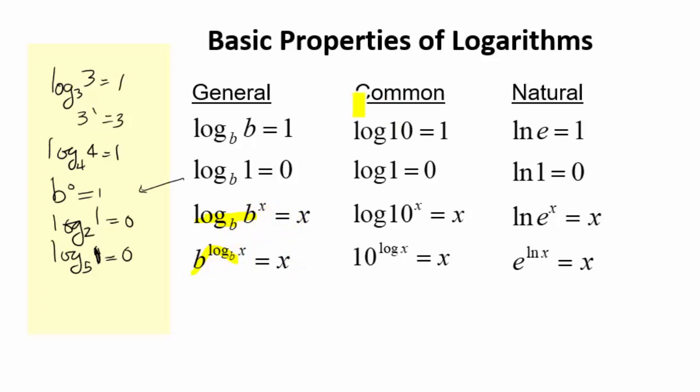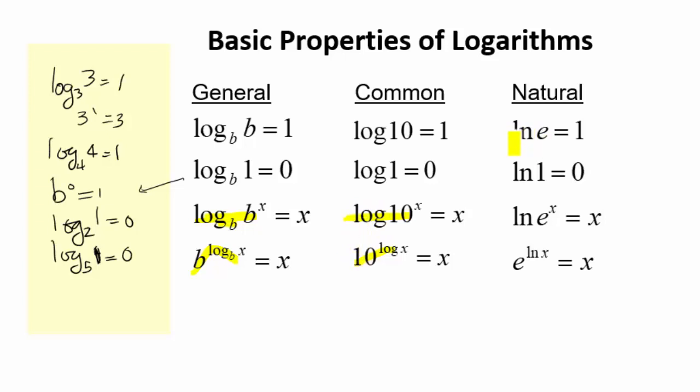So let's translate all these to the common and the natural log. The log of 10 to the base 10 is 1, because 10 to the first power is 10. What's the log of 1? 0. The log of 10 to the x is, again, canceling out; you get x back. 10 to the log of x, you get x back. Again, it's canceling out because the logarithm and the exponential are inverse operations of each other.